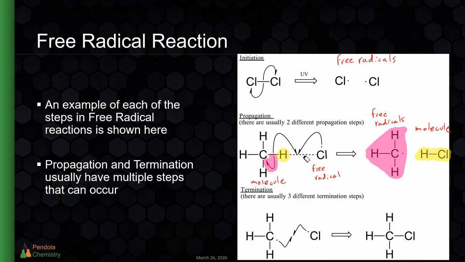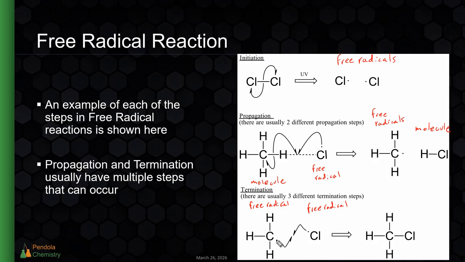Finally, the termination step is what ends the reaction, or what eventually ends the reaction as more and more molecules undergo the termination step. Termination steps happen when a free radical reacts with another free radical. So in this case, the free radical created during the initiation step meets a free radical created during the propagation step, because remember, these are all happening at the same time, and they react with each other.